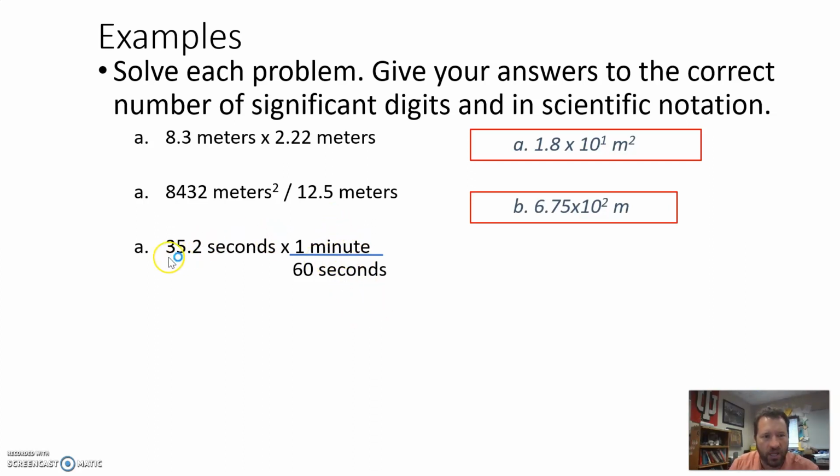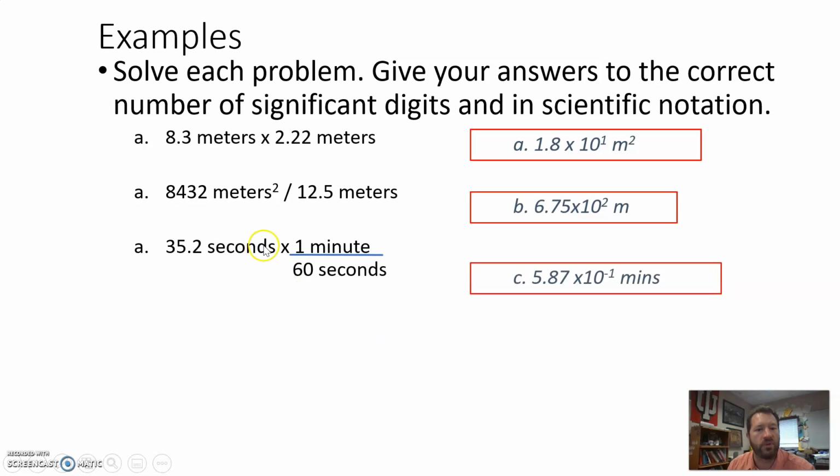So we go back to the beginning, 35.2 seconds, that is a measured amount. There are 3 digits there. So 35.2 divided by 60. I know it's a multiplication symbol, but we always divide when it's on the bottom like that. 5.87 times 10 to the negative 1 minutes. So again, 35.2, that's 3 significant digits. There those 3 are, 5.87.